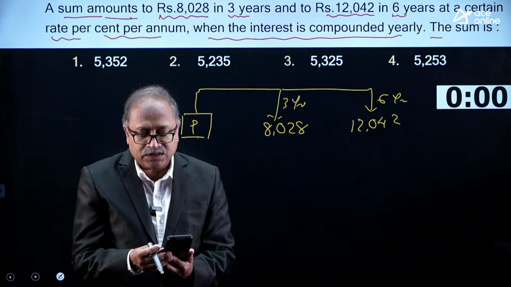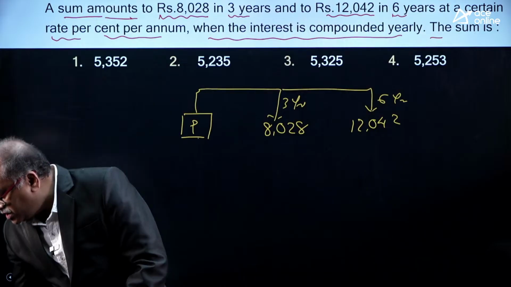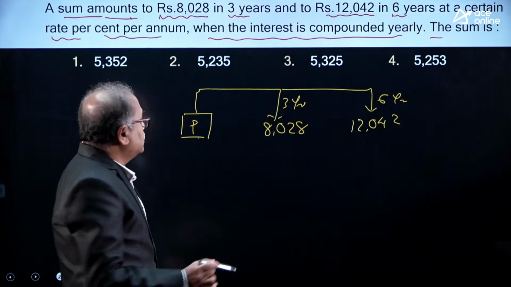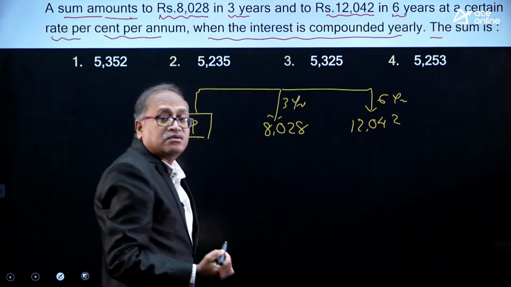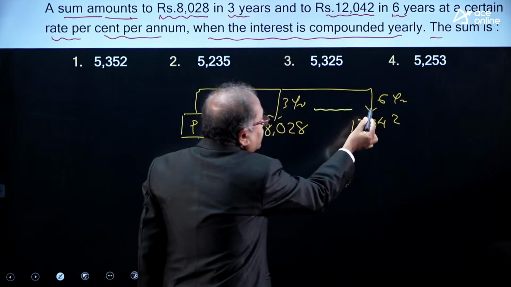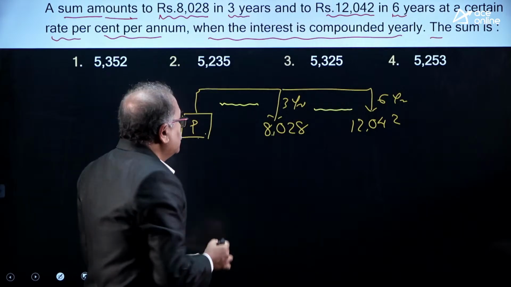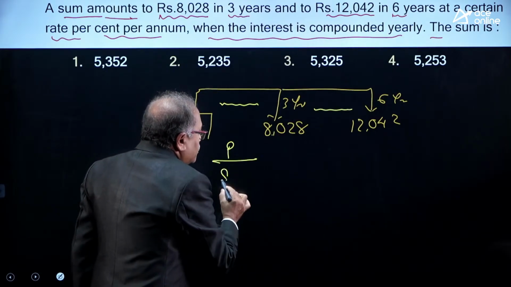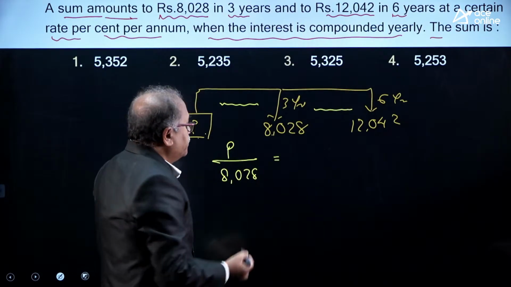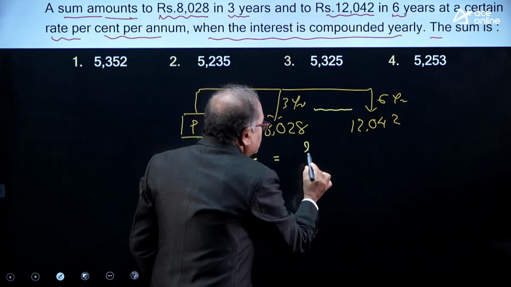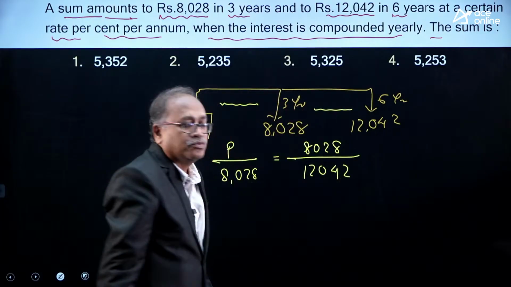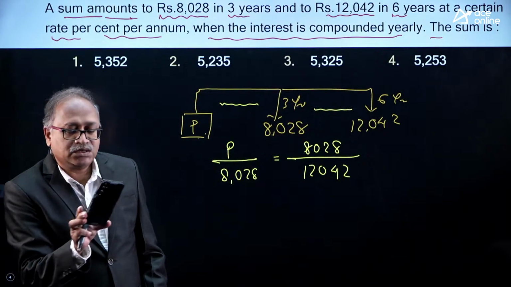Okay, at your end I can see the time is up. Now, I will try this one. In the meanwhile, if you get the answer, please answer it. As I said, these 3 will be in geometric progression, because the time gap from P to this number is the same as the time gap from this to this number, 3 years and 3 years. So, P by 8028 is the same as 8028 by 12042. In the process, you will also improve your calculation accuracy and speed. Is someone answering the question?